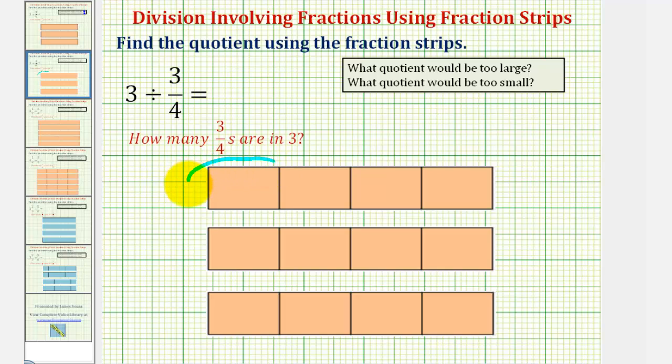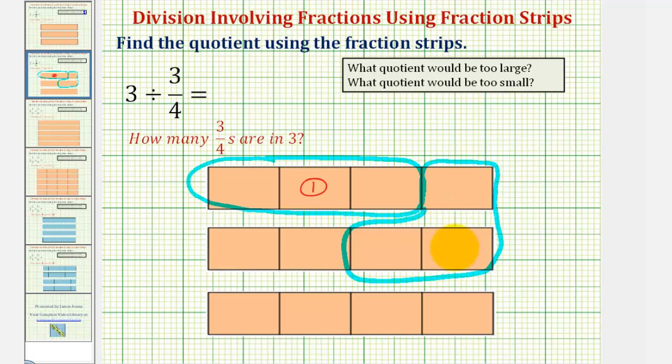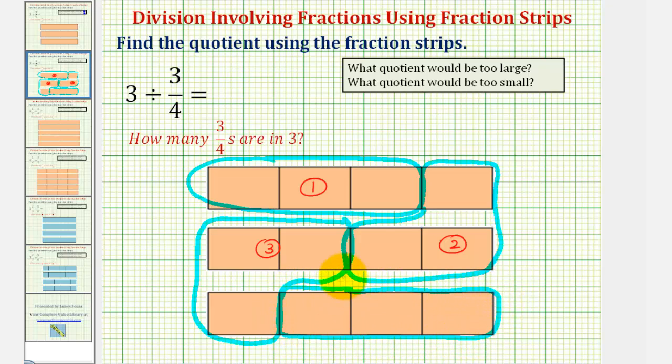So here we have 1/4, 2/4, 3/4. So here's the first 3/4. Here we have 1/4, 2/4, 3/4. So here's the second 3/4. And then here we have 1. And then here we have 1/4, 2/4, 3/4 again. That's our third 3/4. And then finally, notice how we have 1/4, 2/4, 3/4 again.